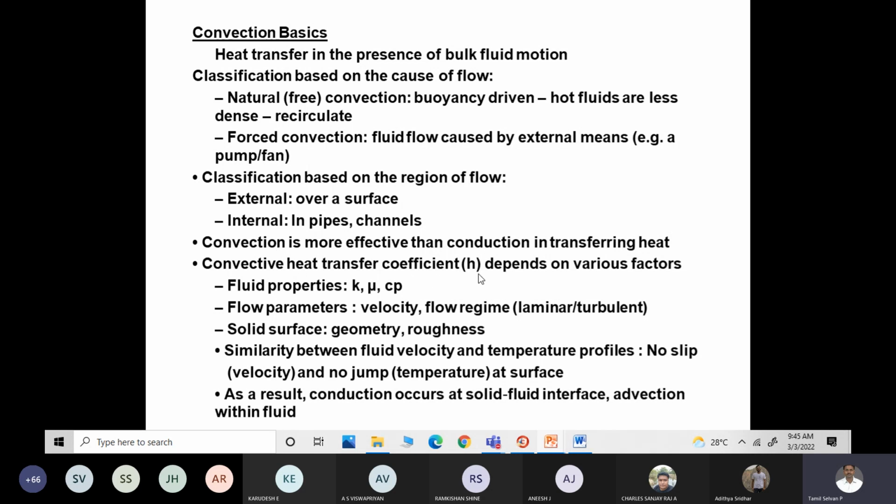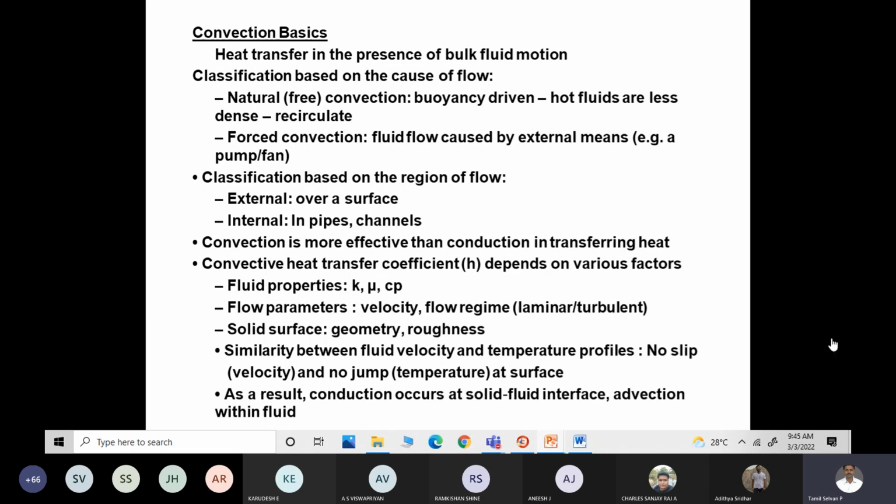And the convective heat transfer depends upon the convective heat transfer coefficient value, small h. Small h is the symbol which is used to define the convective heat transfer coefficient. It also depends upon the fluid properties like viscosity. Mu is viscosity, Cp is specific heat capacity, K is thermal conductivity. It also depends upon the flow parameters, whether the flow is laminar or turbulent. And it also depends upon the solid surface geometry, roughness, everything.